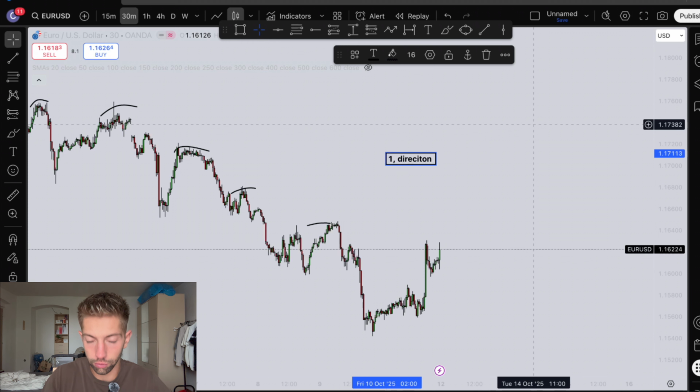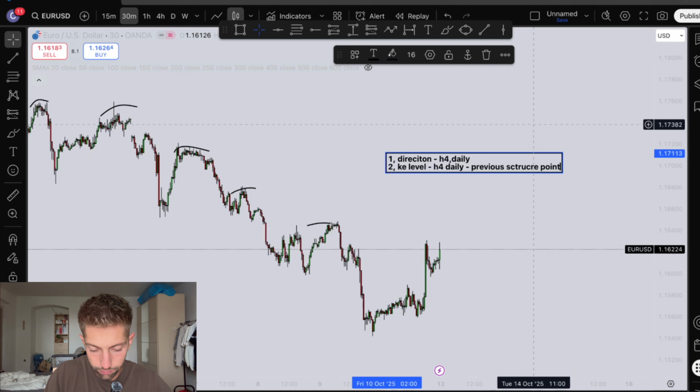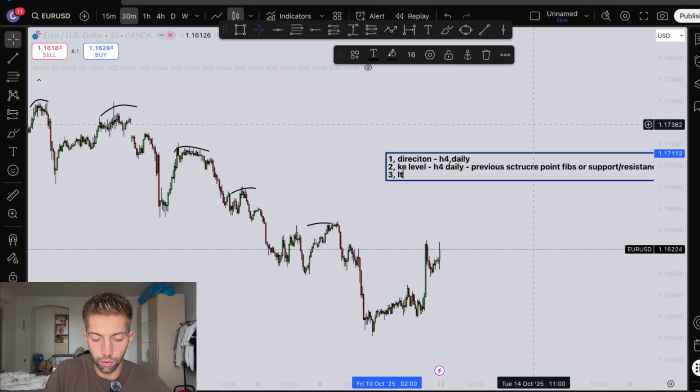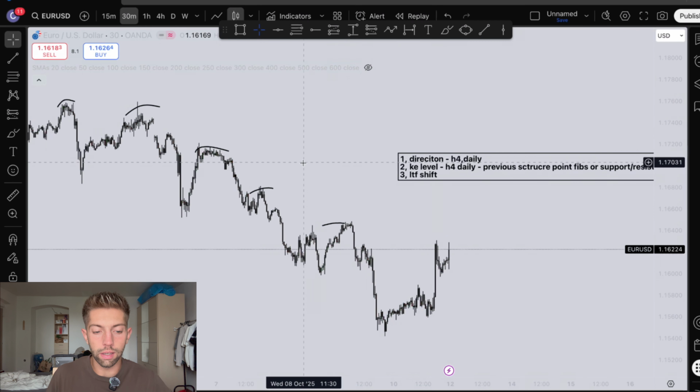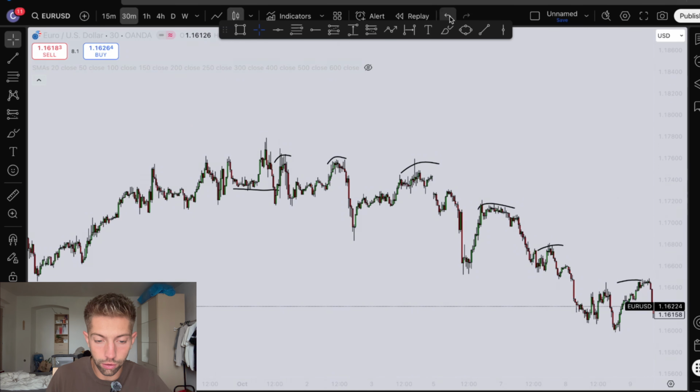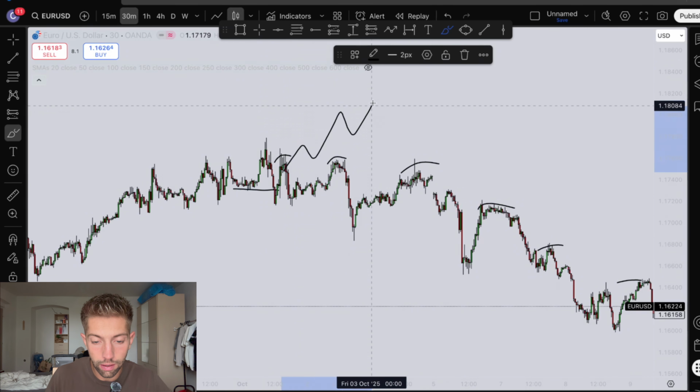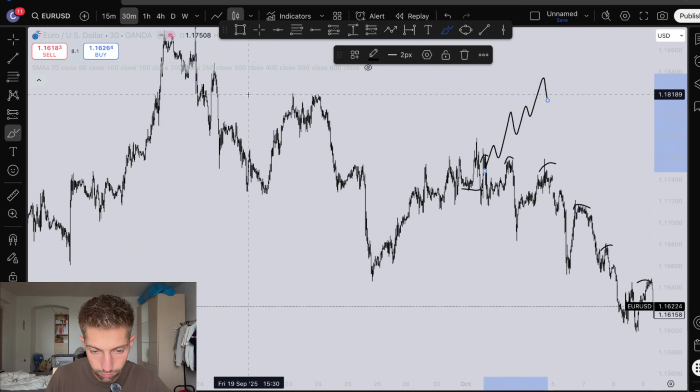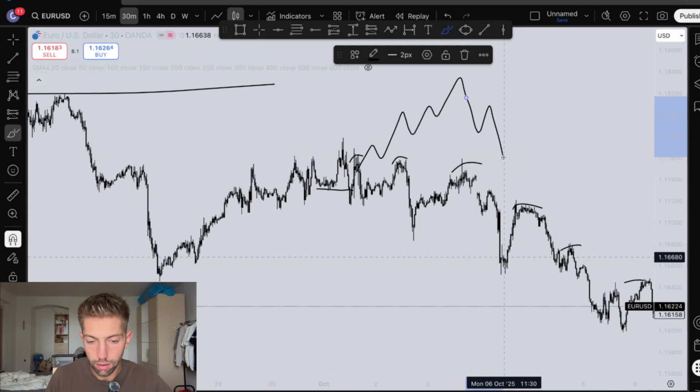Direction for the main trend, you need to know where you're at on the chart. Direction H4, daily. Then key level, again H4, daily, and it is a previous structure point, Fibs or support resistance level. And then the third thing, lower time frame structure shift. Because if I didn't get this lower time frame structure shift, as I said, price can pull back even 100% here and then still be bearish. But you need to wait.